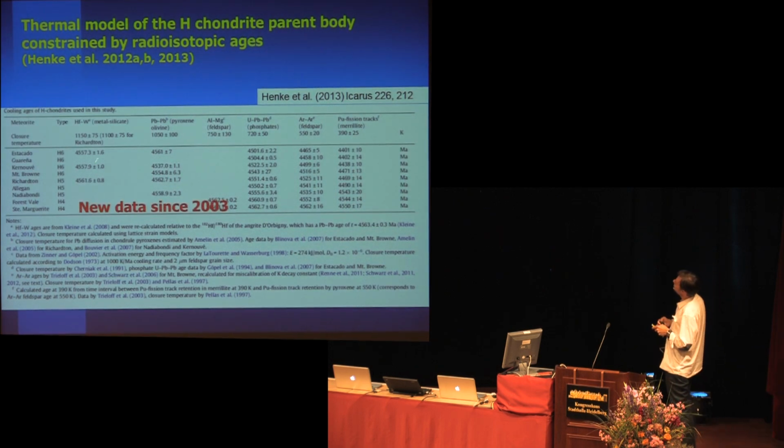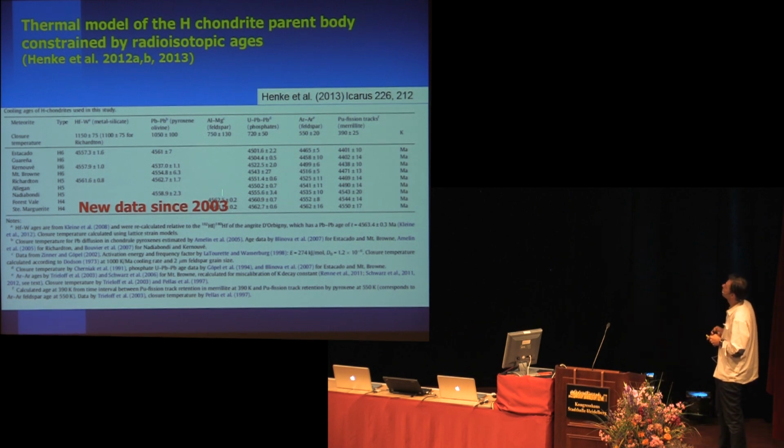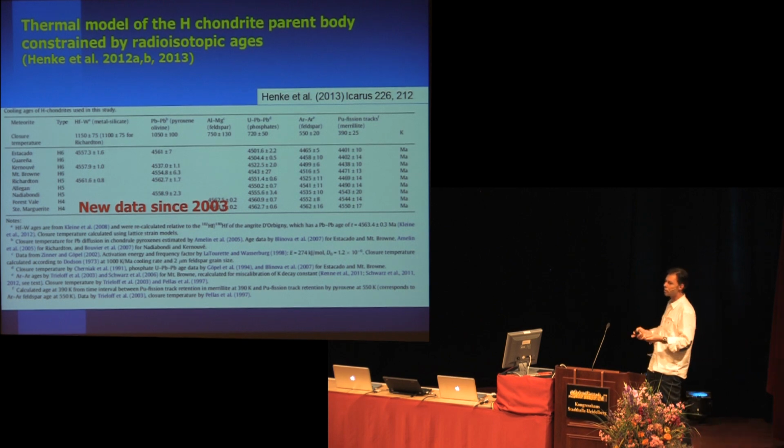For example, we have more data for the individual meteorites. We have new hafnium-tungsten data which date metal-silicate separation on a small scale for these meteorites. We have uranium-lead data for the silicates, for pyroxene and olivine. And we have, for a few rapidly cooled meteorites, aluminum-magnesium dates which are not related to chondrule or CAI forming events but to the formation of metamorphic feldspar in this case.